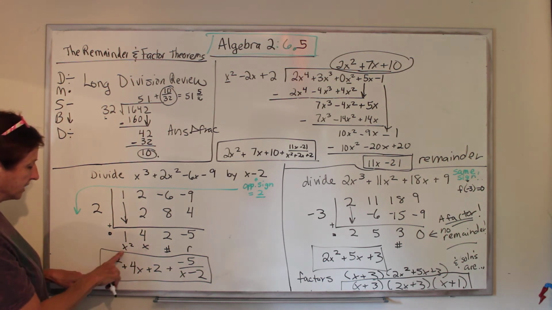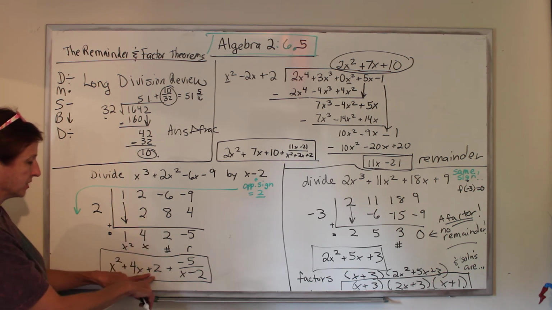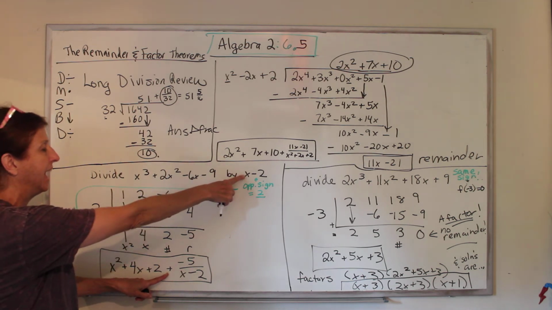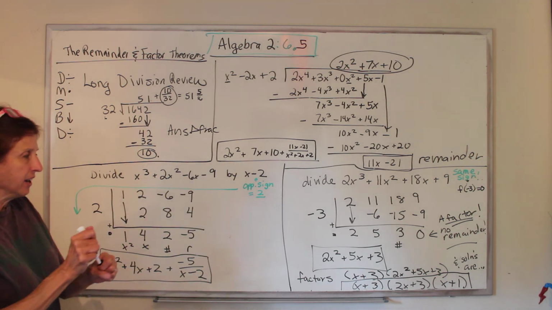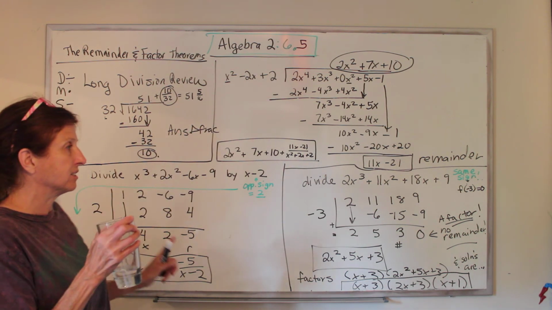So it's 1x squared, or just x squared, plus 4x, plus the bare number 2, plus the remainder, which is negative 5, over that x minus 2. Don't you think that's easier than that? And more fun because it looks so fancy?